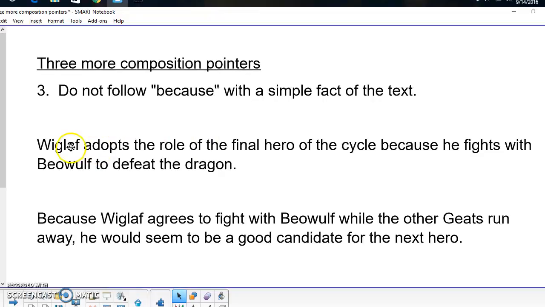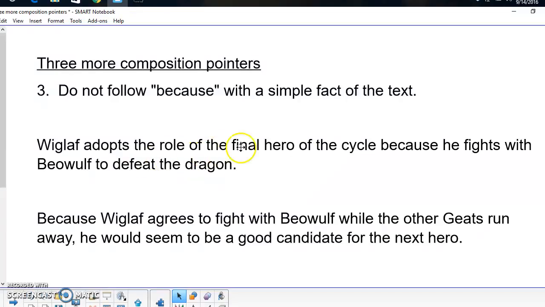If you've got a clause on this side, Wiglaf adopts the role of the final hero of the cycle. Good claim, good idea, got some good key words, and then you put the word because in there. The stuff that follows because had better be the exact proximate cause of this thing over here. Well, that's not going to happen, because this is a very big claim. This is a theme that you want to argue. A simple fact of the text, like he fights with Beowulf to defeat the dragon, is not going to be the cause of this whole big giant idea. So really, just like the other two, this is another example of rushing ahead.